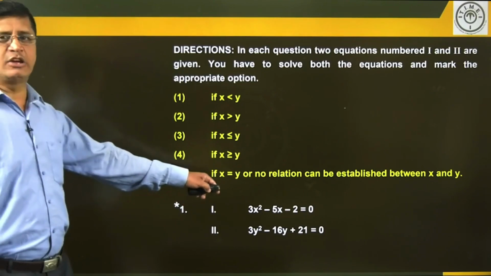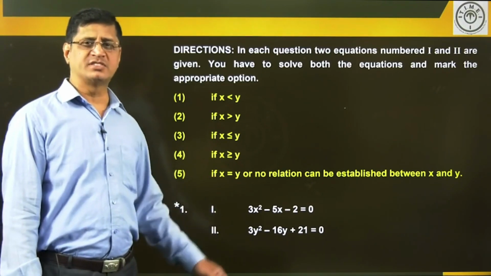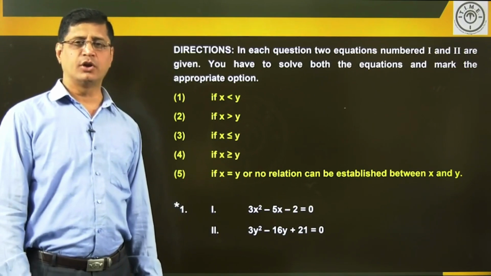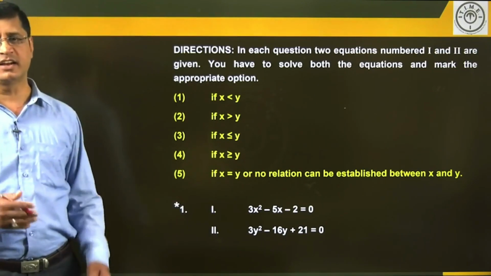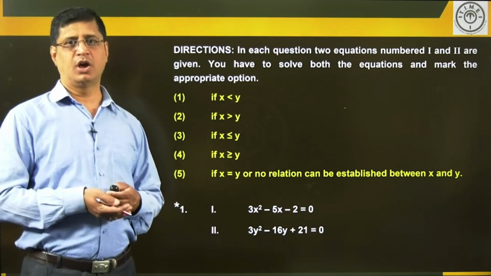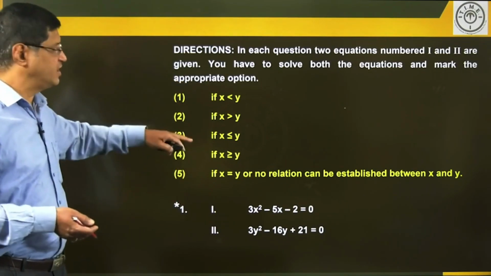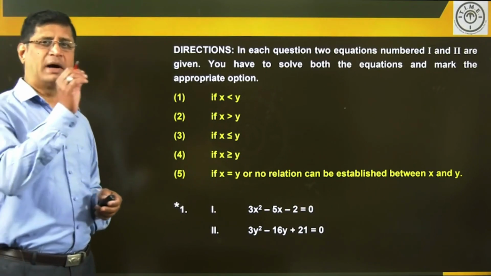Now look at the equations. So two equations are given, and we need to find the roots of the first equation as well as the second, and compare the roots to see how they are related. Based on these relations, we need to mark the options.